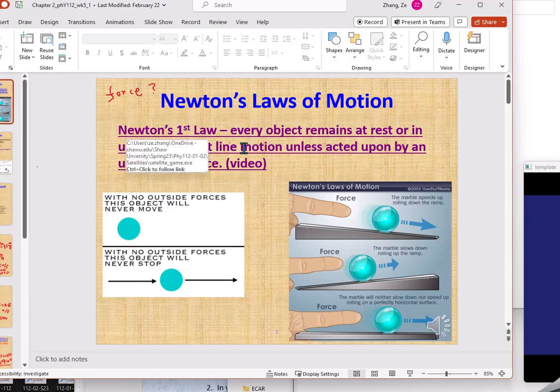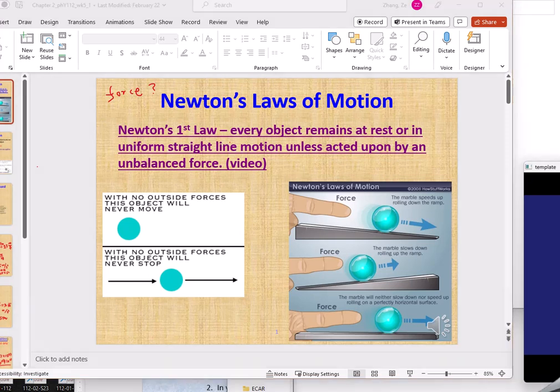Copying this down doesn't make it count. So don't copy this down, but this will help. That's what you go to school for: to be able to read formal scientific text, understand it, and be able to explain it to whoever doesn't know yet. So the first law says everything remains at rest or in uniform straight line motion unless acted upon by an external force.